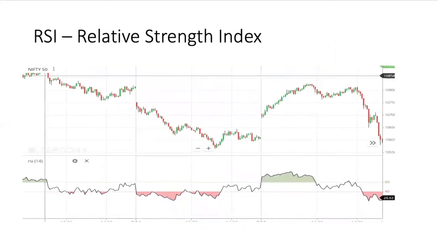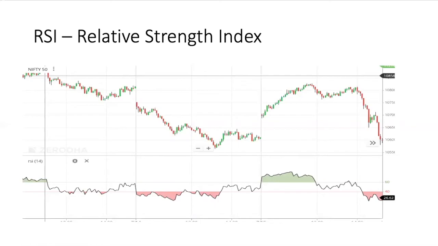Let's go to the third indicator, which is called the RSI, Relative Strength Index. This is a price oscillating indicator where we can form an idea whether the price of a stock is in an overbought or oversold condition. The RSI ranges between 0 to 100. Normally it is considered that if RSI is more than 70, it's an overbought situation, and RSI less than 30 is an oversold situation. That means the market can change the trend.